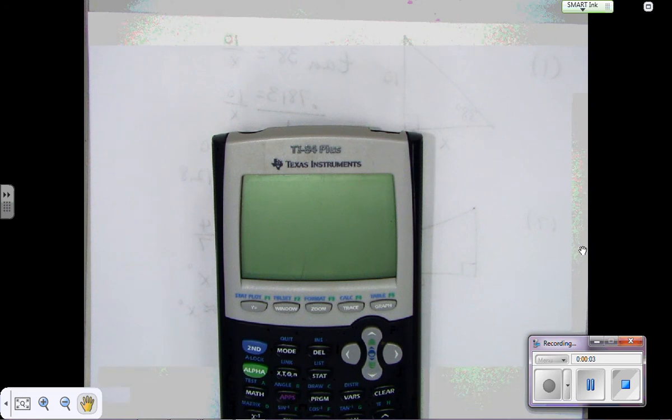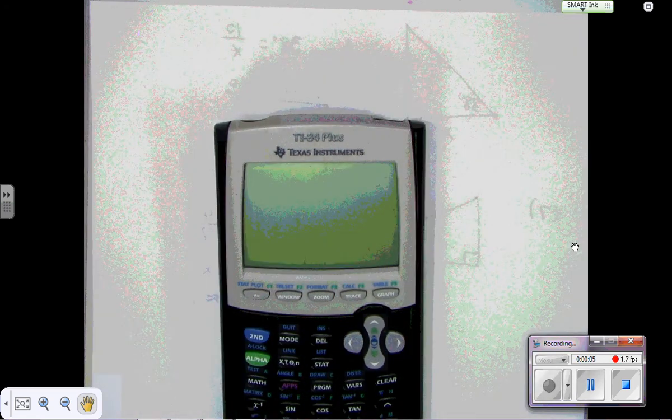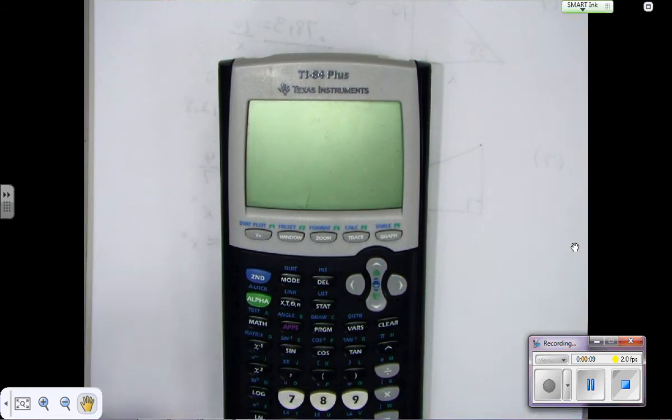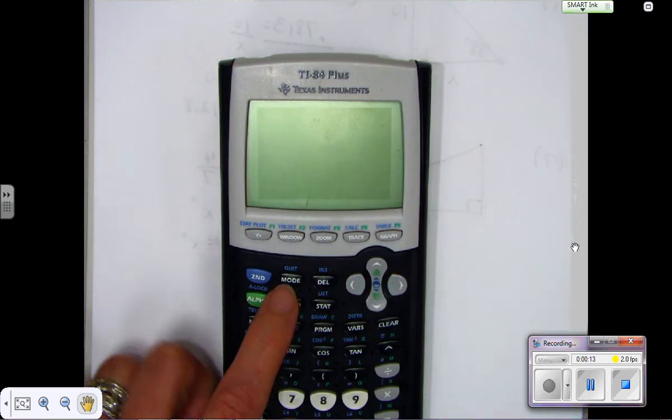Okay, so before we start on going over the explanation, looking at your calculator, we want to make sure that it's in the right mode. So go to your mode button.